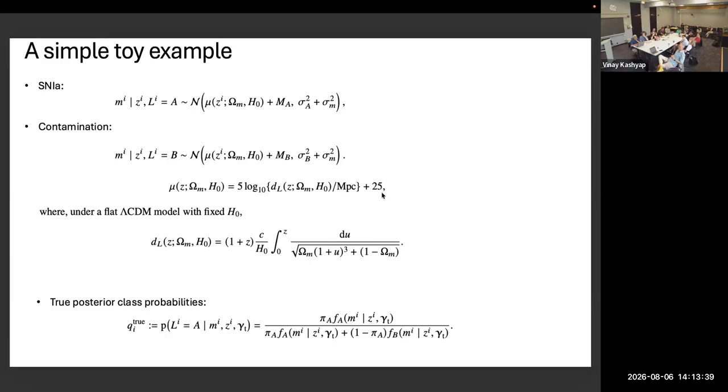This is a very simple cosmological model where we only have omega m. And everything here is very basic. We can compute the true posterior class probabilities just with this ratio, which we'll use in the analysis, but I will talk about this in the next slides.